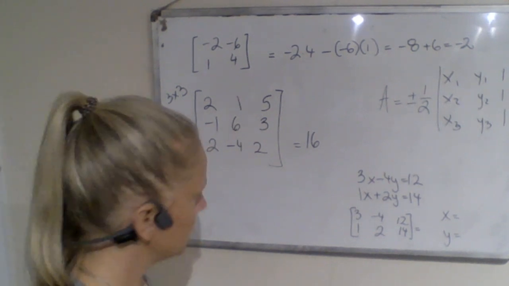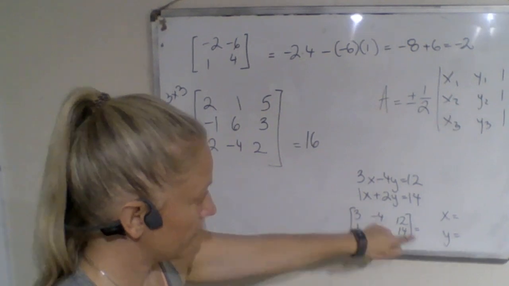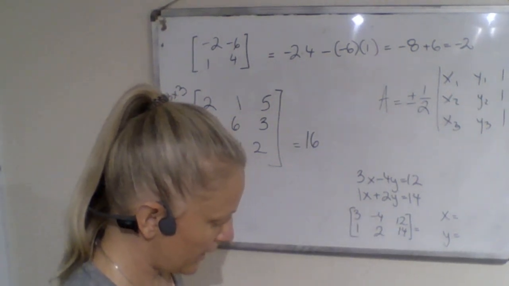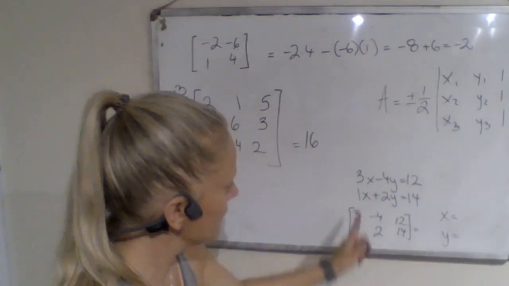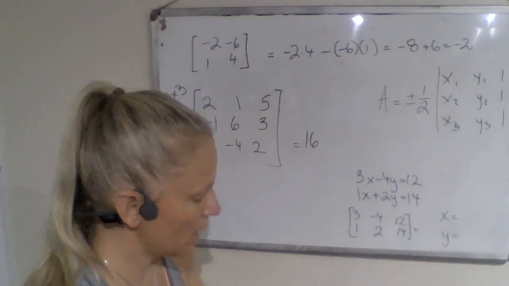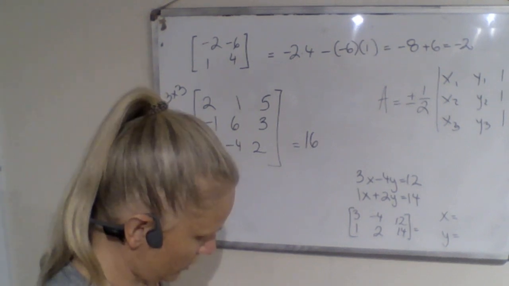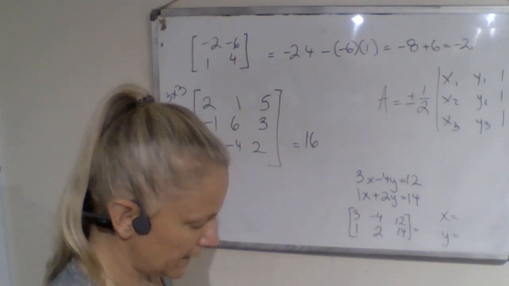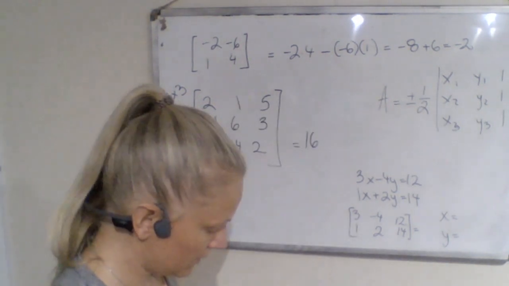Second matrix. We're going to move over to edit. This is a 2 by 3. How do we know this? 2 rows, 3 columns. And I'm going to go 3, negative 4, 12, 1, 2, 14. Second quit. I'm going back to my clear screen.